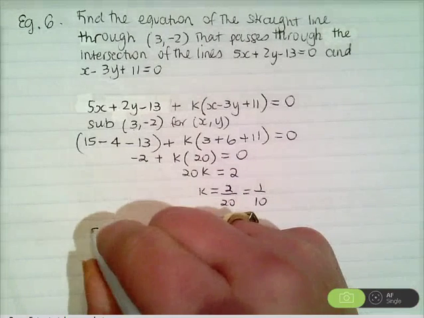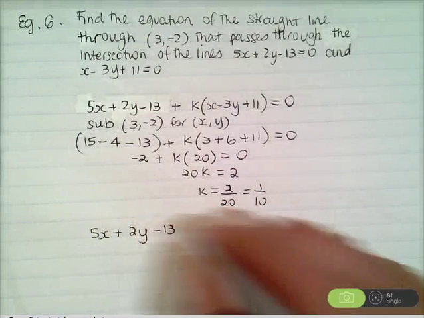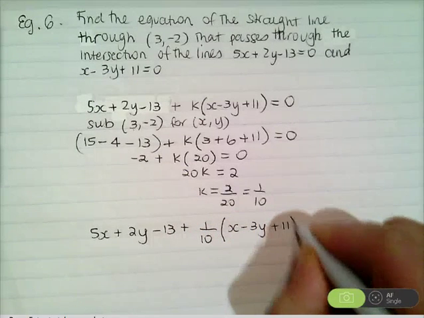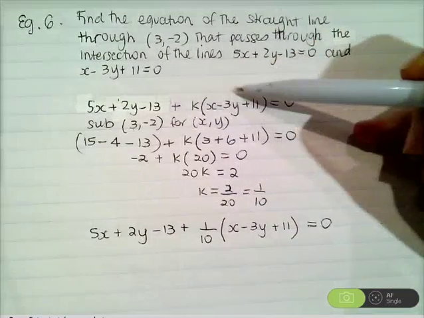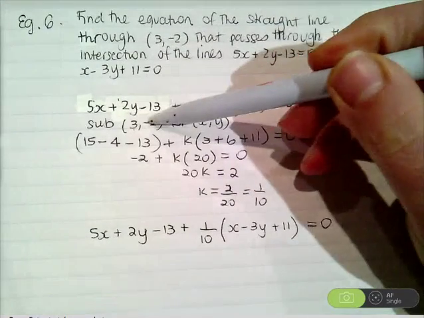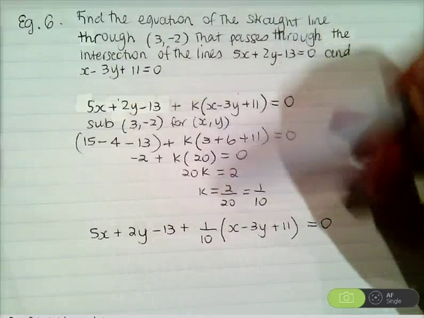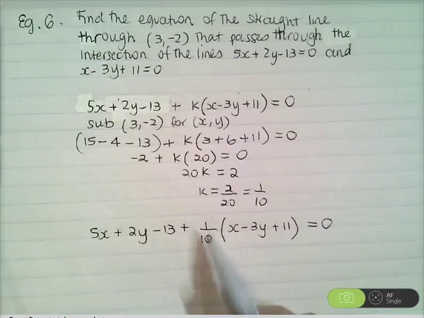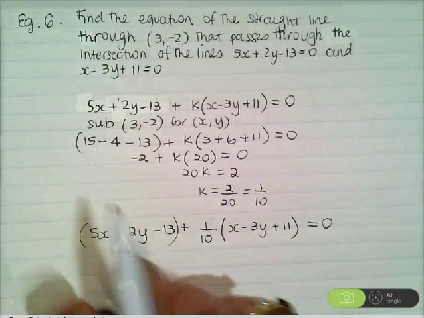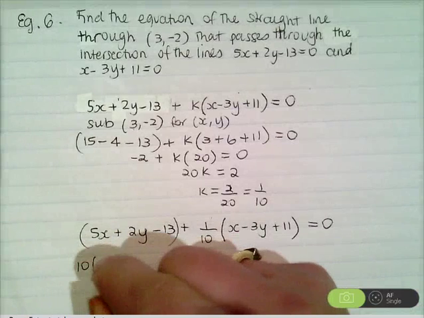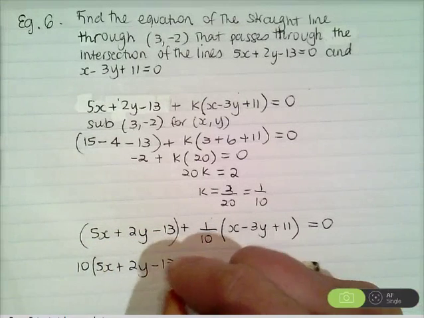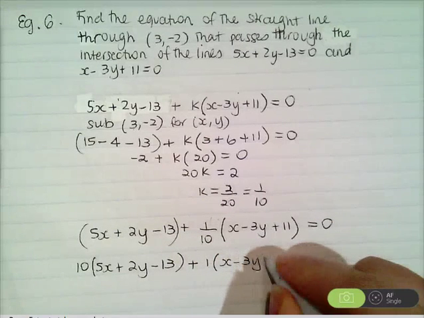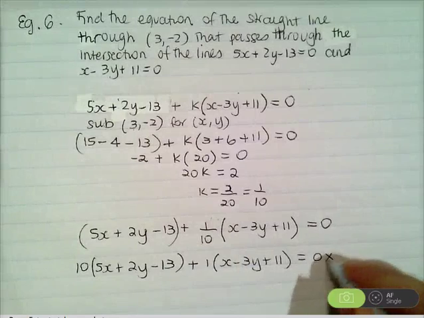So the equation becomes 5x plus 2y minus 13 plus 1 on 10 times (x minus 3y plus 11) equals 0. By substituting the point (3, negative 2) for the x, y values, we've worked out k. Now substituting k back in, we just need to get rid of the denominator 10. So we multiply everything by 10. We get 10 times all of this, plus, if I multiply this by 10, I lose the 10 on the bottom, so plus 1 times all of this, equals 0 times 10, which is 0.